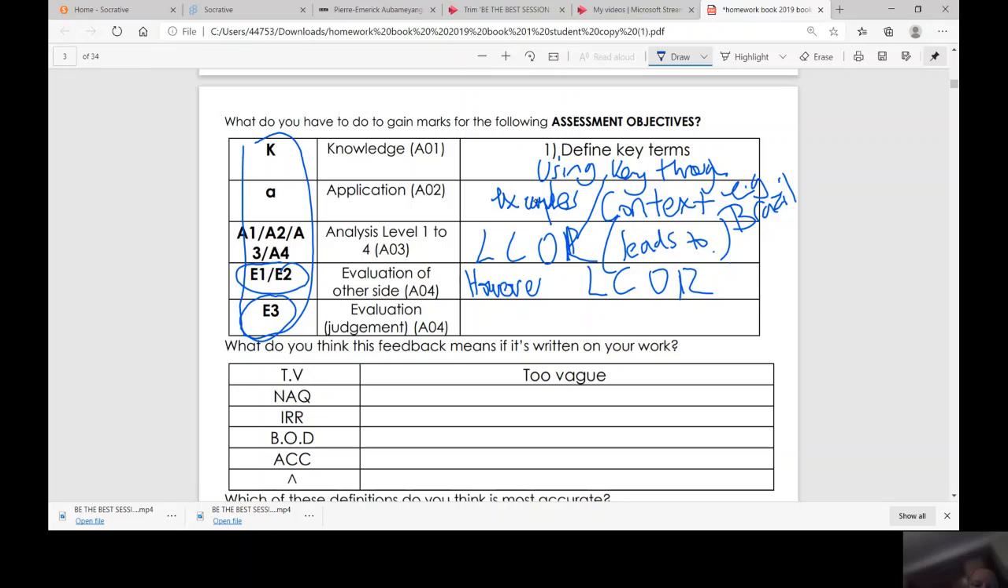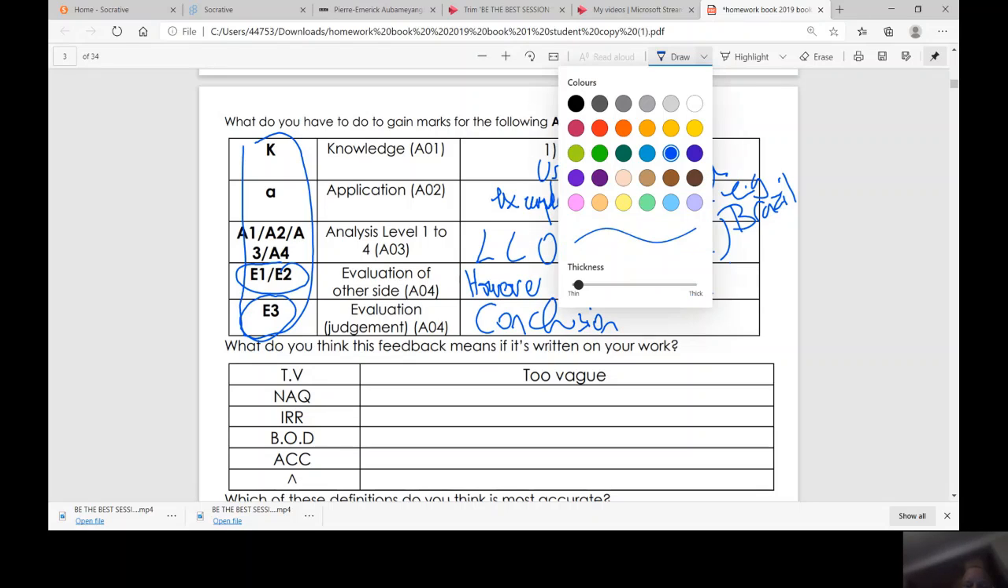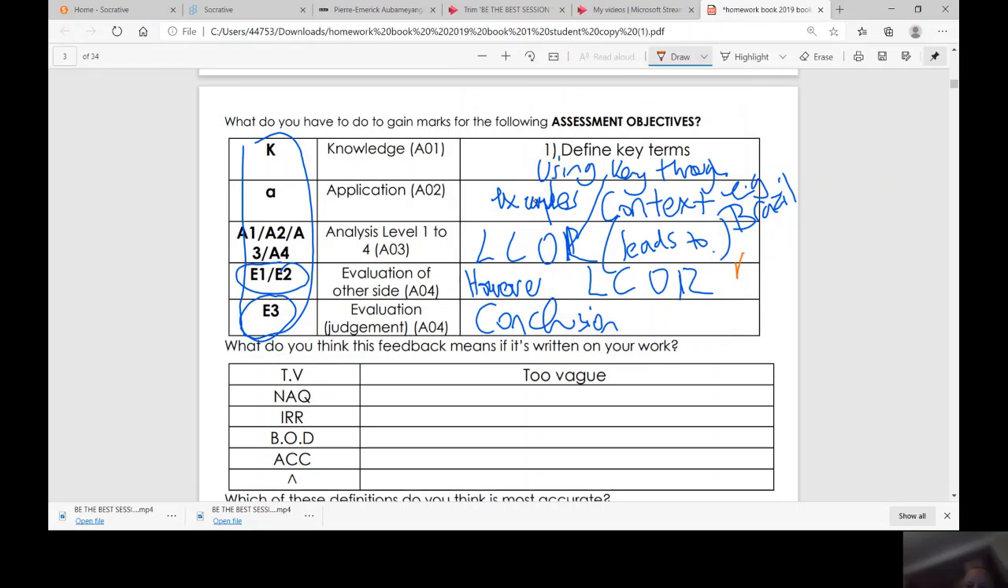The evaluation level 3 is the questions where there are conclusions. So the questions where it is just level 1 and level 2 are assess and outline.